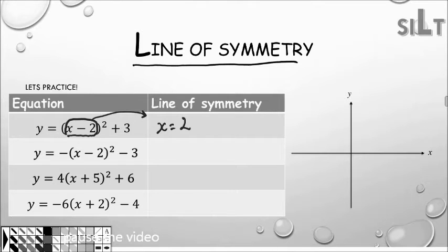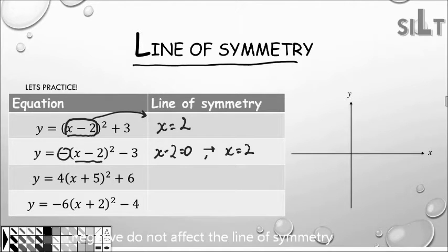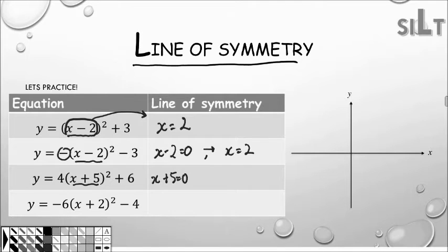Very good. The second example, now check your answer. I will let the inside be equal to 0. So I'll say let x minus 2 equal to 0, and still x equals 2. This means that the outside negative does not play any part in the equation. Now look at the third example. Again, we let x plus 5 equal to 0, and then x equals negative 5. Last example, same thing. I know that x is equal to negative 2. I believe you get all correct, right?